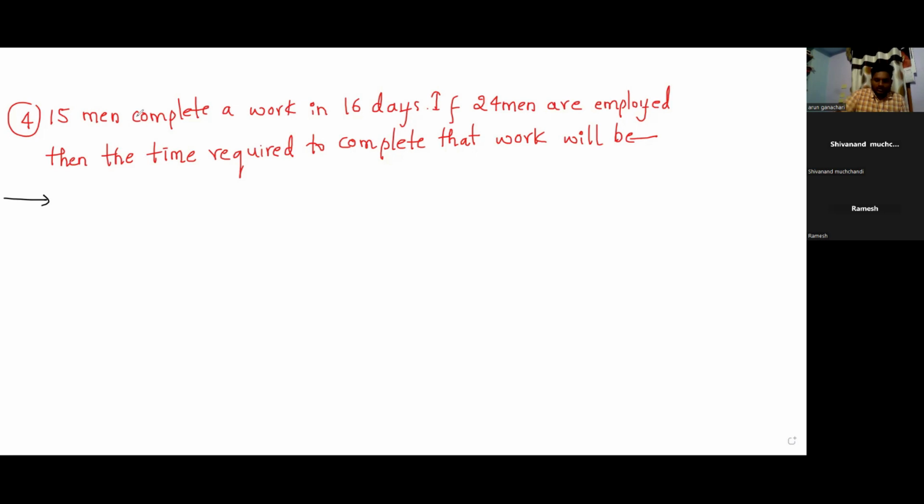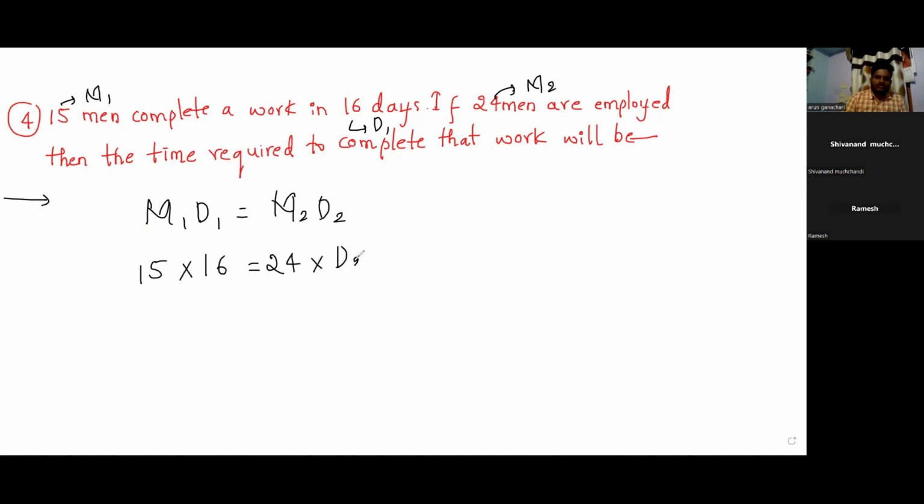10 days. Correct. Yes, sir. What we are doing here, M1 D1 is equal to M2 D2. This 15 is M1, 16 is D1, 24 is M2. So 15 into 16 is equal to 24 into D2. 8 3s are 24, 8 2s are 16, 3 1s are 3, 3 5s are 15. So D2 is equal to how much? 10 days. Getting this? Yes or no? I think you can manage this.